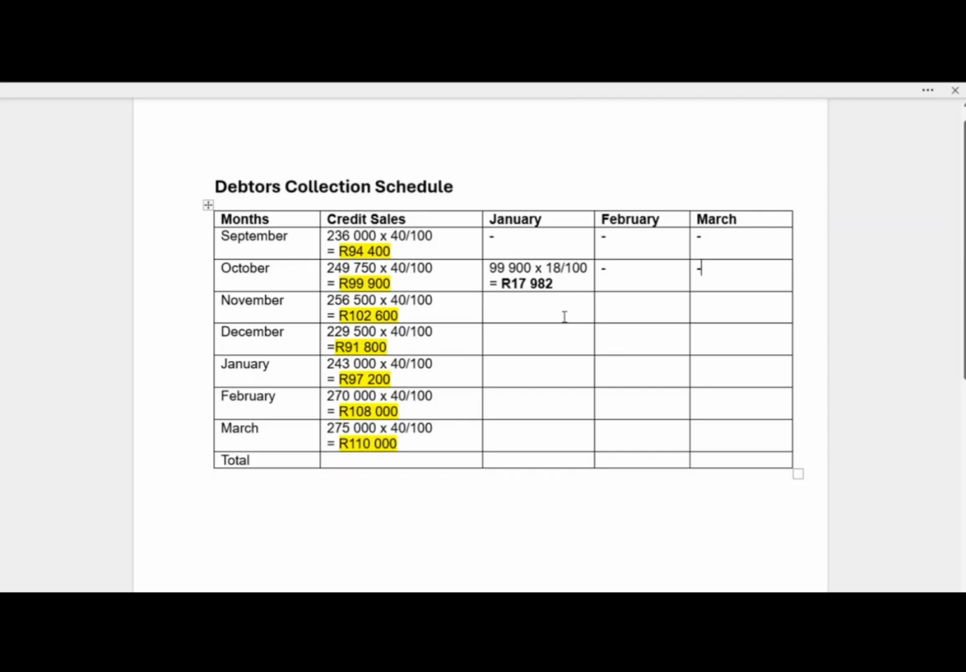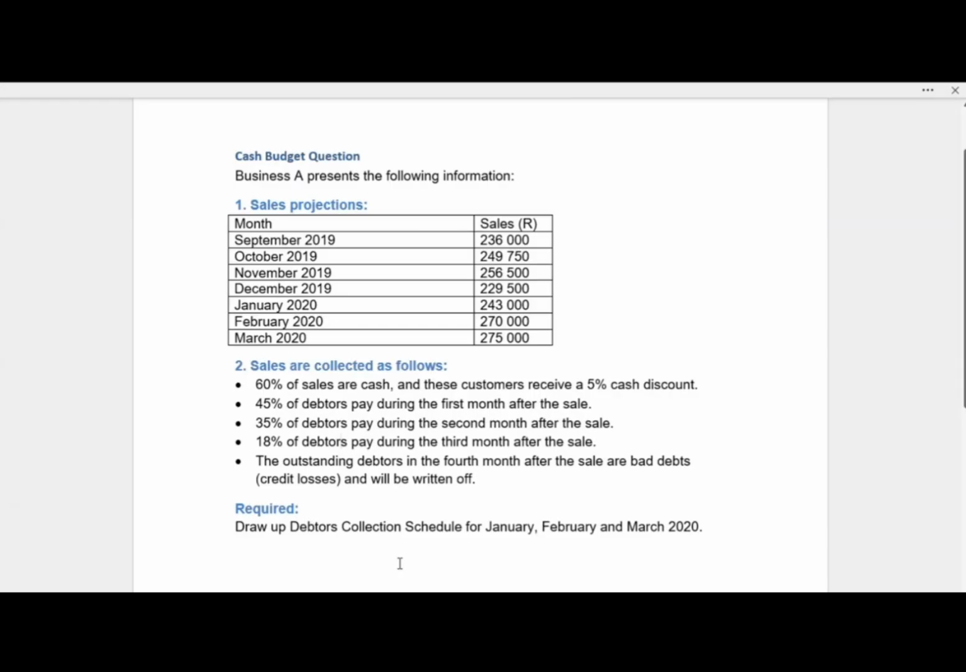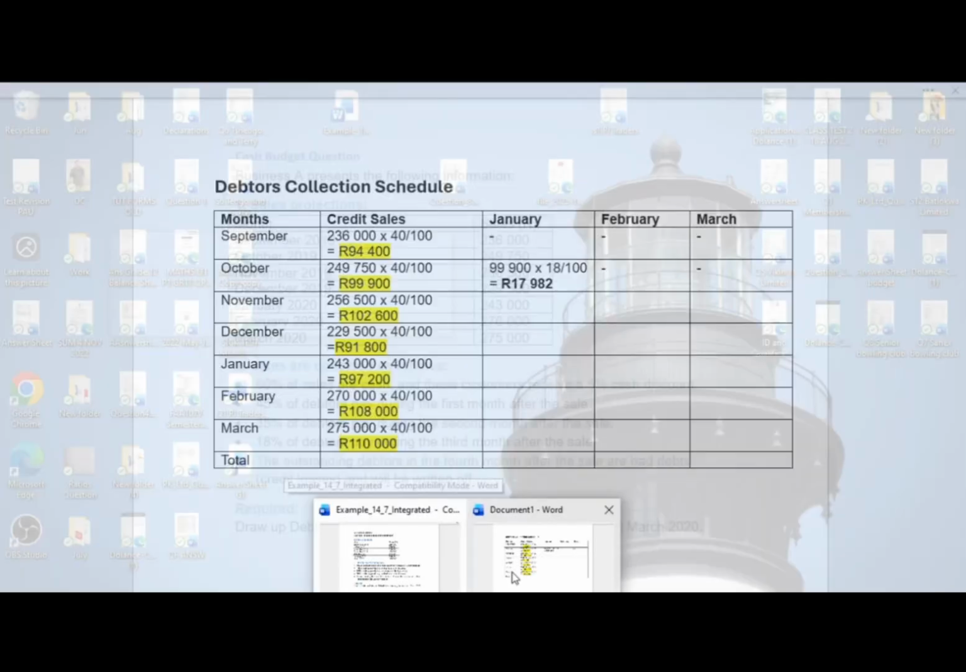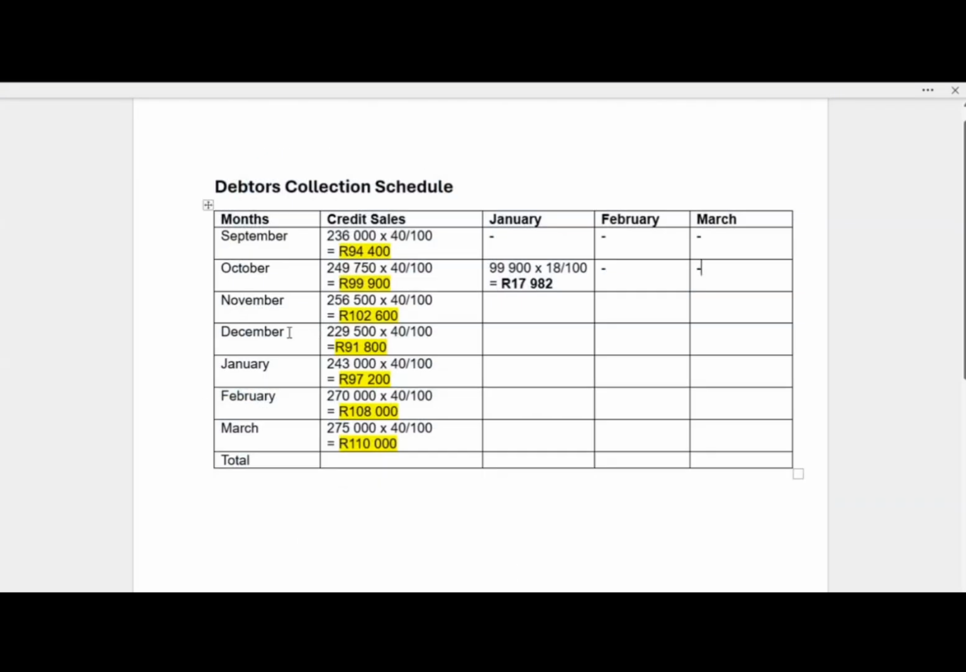And then we go to November. When we go to November again, we are going to still follow the same credit policy that says 45% of debtors paid during the first month after the sale. So the first month after the sale in November is December, meaning you're going to pay 45% in December, and December is not part of this month that we are dealing with for this budget, right? So we are going to ignore it, leave it out, all right?